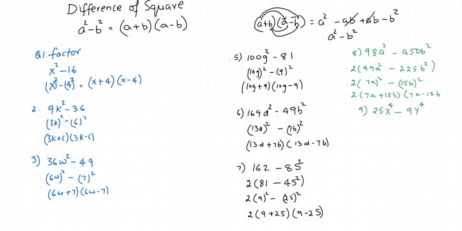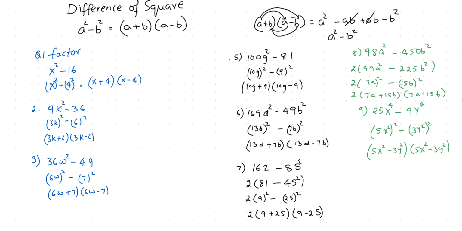Next one, 25x⁴. We have to write it as a square. The square root of 25 is 5, and x⁴ we can write as (x²)², so (5x²)². Check and see, it should come to the same: 5² is 25, x² times x² is x⁴. Minus 9y⁴, which is (3y²)²: 3² is 9, and (y²)² is y⁴. Now this expression is the same as a² − b², where this whole bracket is a and this bracket is b. So a + b is 5x² + 3y², and a − b is 5x² − 3y².